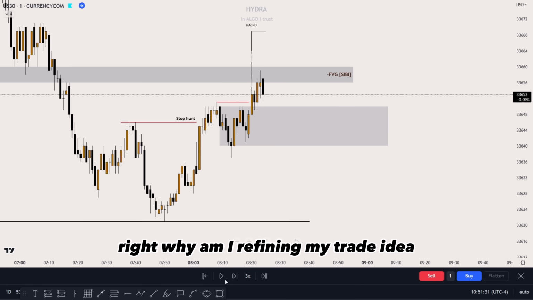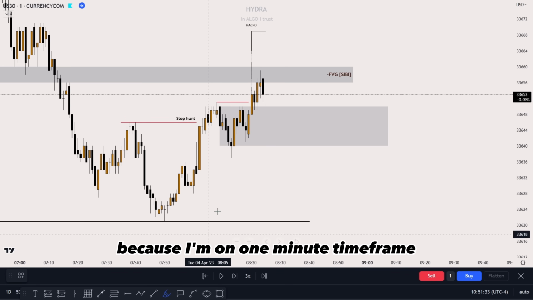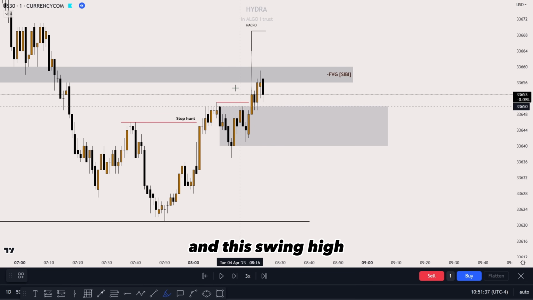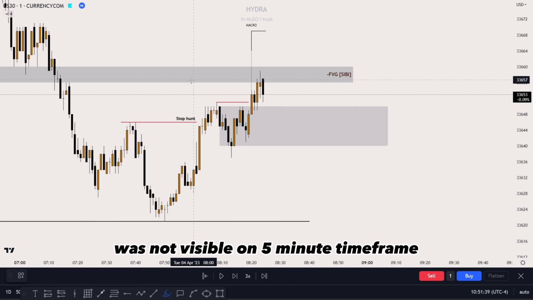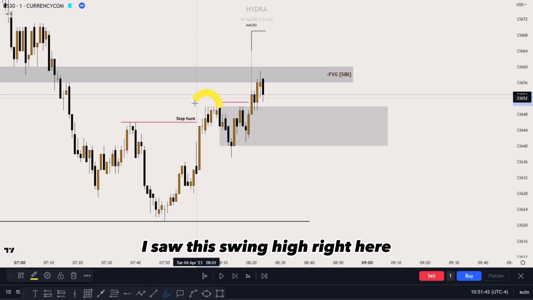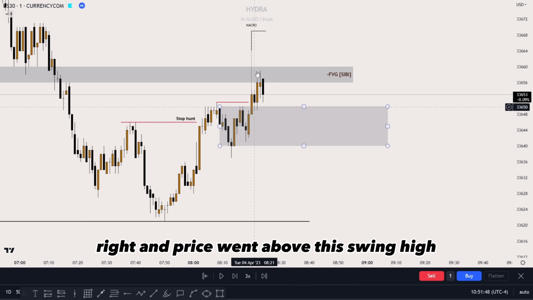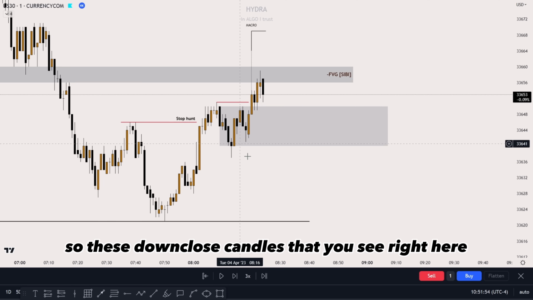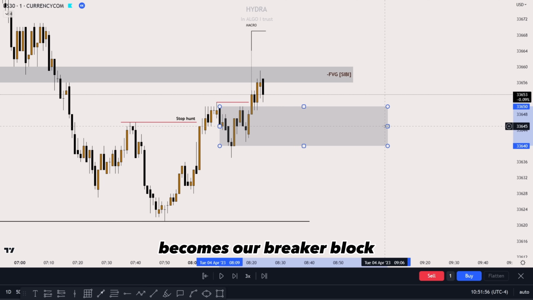Why am I refining my trade idea? Because I'm on 1 minute time frame. Before I was on 5 minute time frame, and this swing high was not visible on 5 minute time frame. As soon as I came down to the 1 minute time frame, I saw this swing high right here, right? And price went above this swing high, so price did a stop hunt again on lower time frame here. So these down close candles that you see right here becomes our breaker block, right?